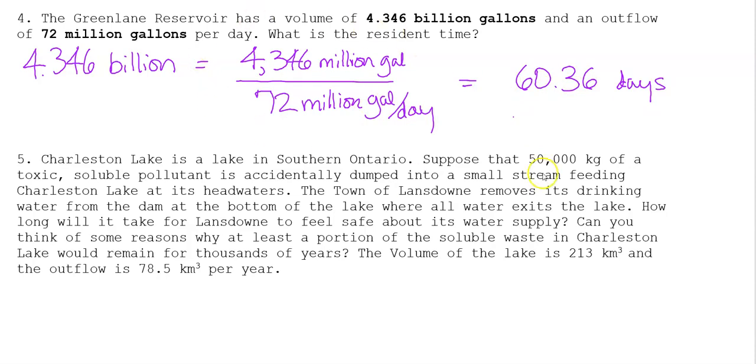So you don't have to go through the scientific notation part of it if you know that 4.346 billion is equal to 4,346 million. Okay, so then we'll look at the last question real quick. I'll just run through the equation.